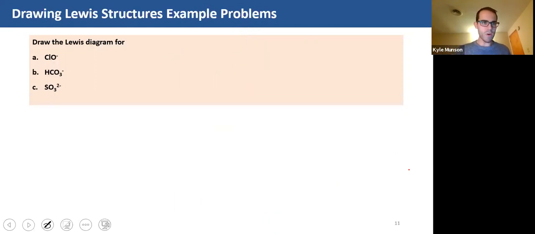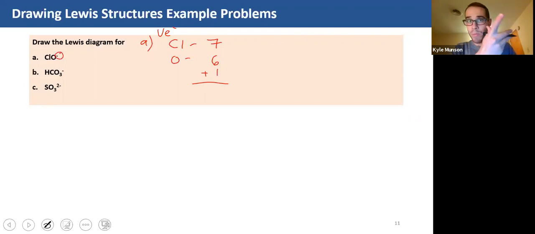Okay, so let's do some more examples here. Now we're going to do different examples. We're going to do ones where there are ions. So we're going to draw the Lewis structures for these guys. Starting here, again, first step, we're going to find the valence electrons. So chlorine has seven, oxygen has six, but I'm going to add one, because I have a negative charge here, right? This is an ion. Remember, when we have a negative charge, you add an electron. If it was a positive charge, you're going to subtract an electron. So that means I have 14 valence electrons here.